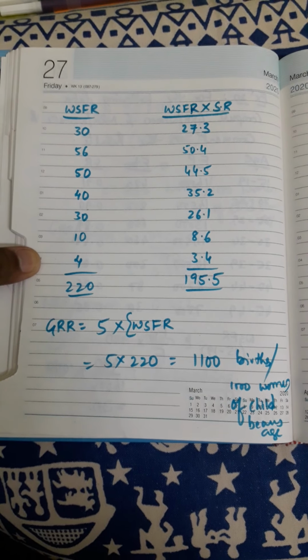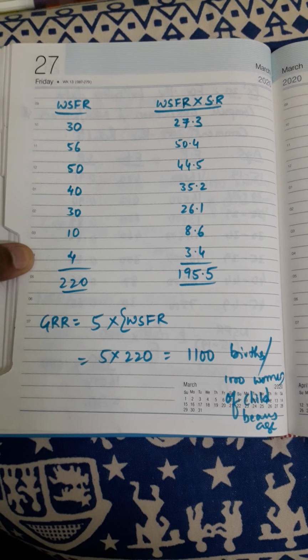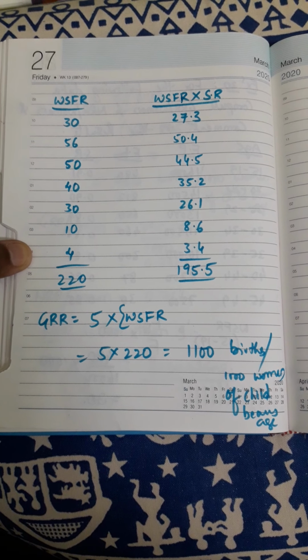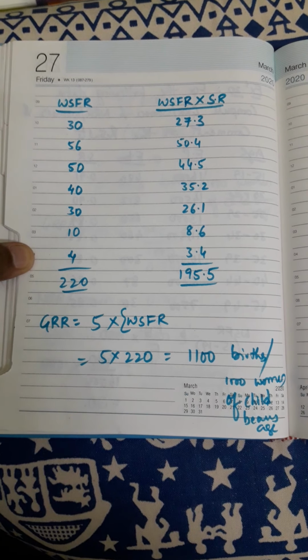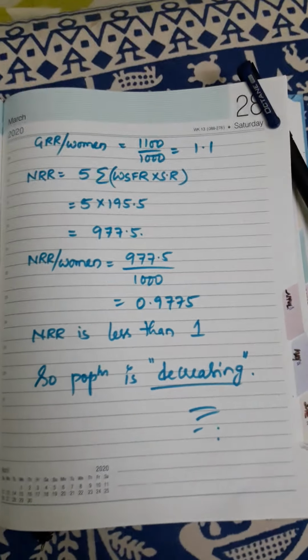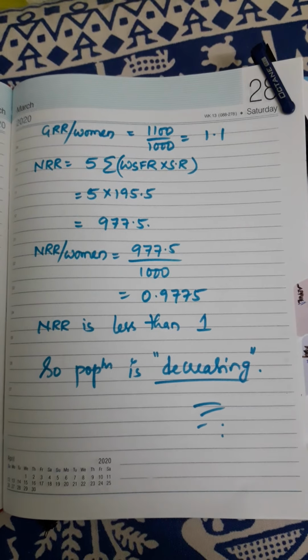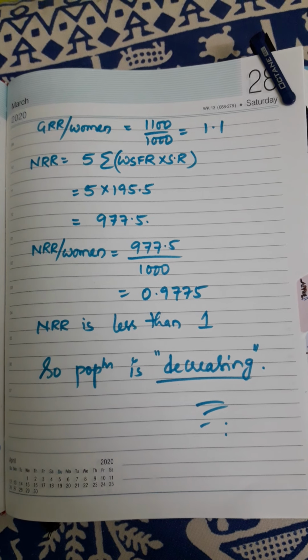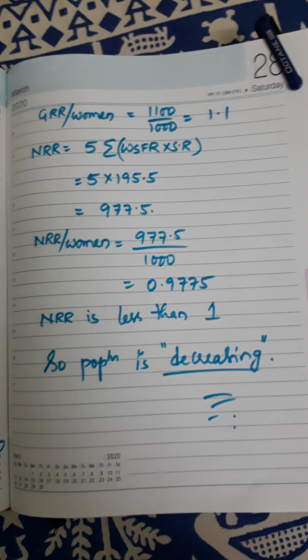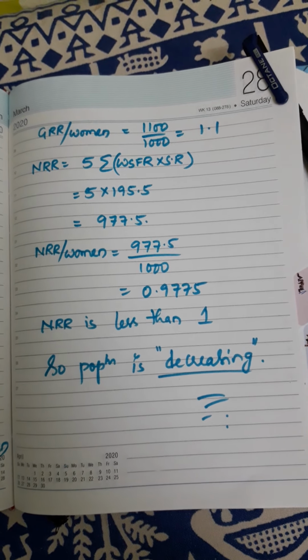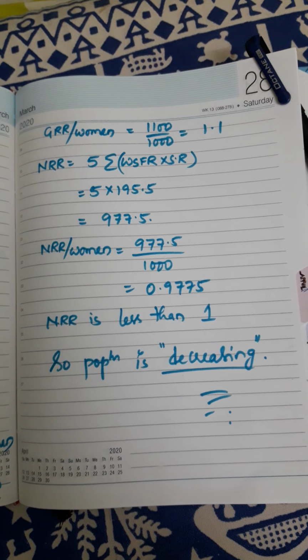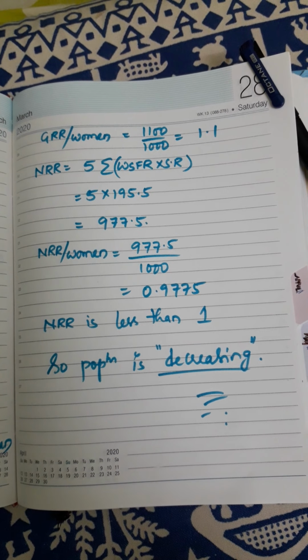Now GRR we calculated: 1100 births per 1000 women of childbearing age. Now GRR per woman means 1100 divided by 1000. Here is the value. GRR per woman, 1100 it is, not 11,000. 1100 divided by 1000 is equal to 1.1.